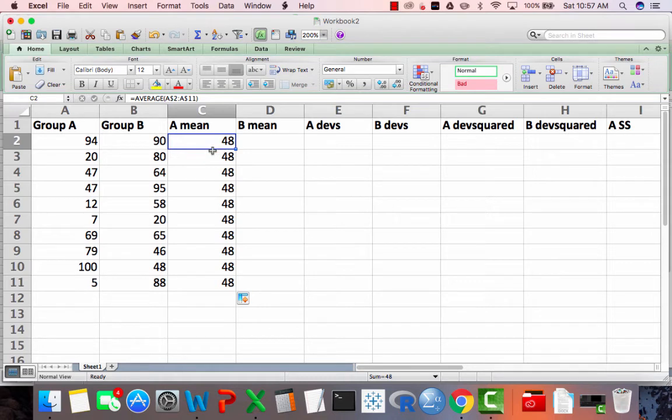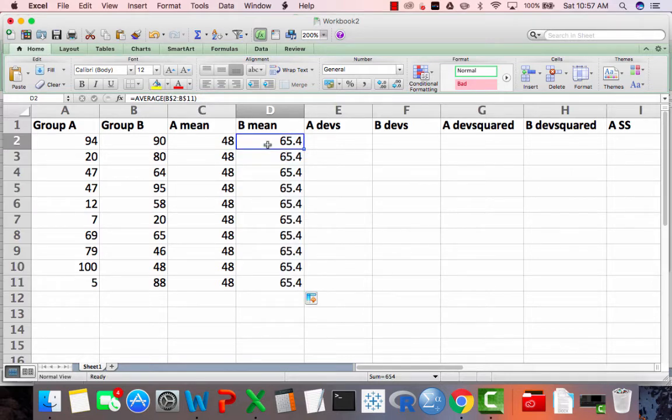We really only needed to do that once. We didn't need to drag that down, but you'll see later why I did it that way. All right, now we want group B's average. That's 65.4. We can drag that down. Again, so we've got 48 and 65.4. So we know that on average, group B rated their logo quite a bit higher than group A.